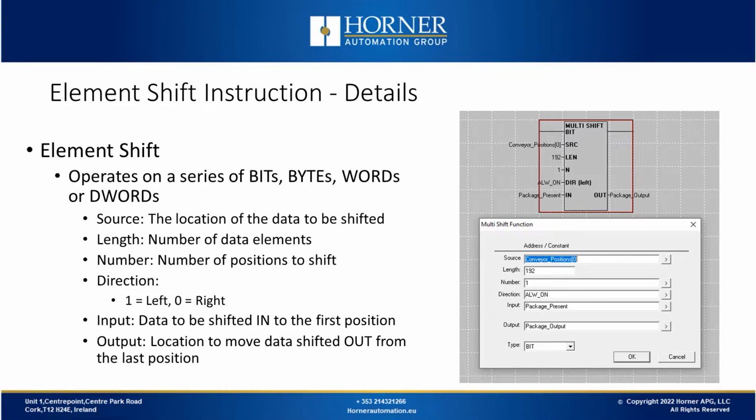Again, that's usually 1. The direction is a variable. If you want to shift left, you put an always on, or a variable with a value of 1 in that field. If you want to shift right, you put an always off, or a variable with a value of 0 in that field. Your input is the variable that is going to be shifted into the first position, and the output is a variable where the data that is shifted out is going to be copied into. So any data that gets shifted out using the multi-shift instruction goes into the output variable.